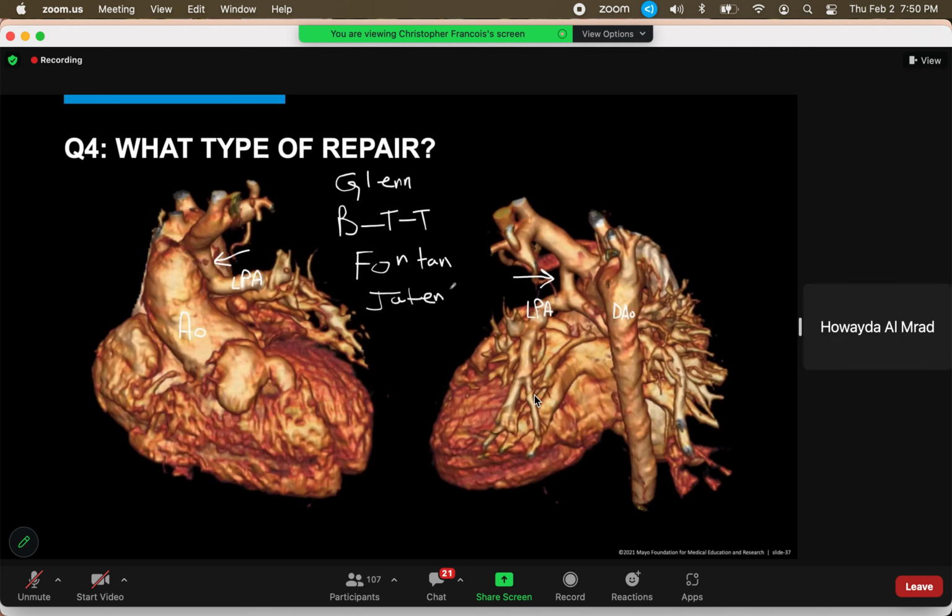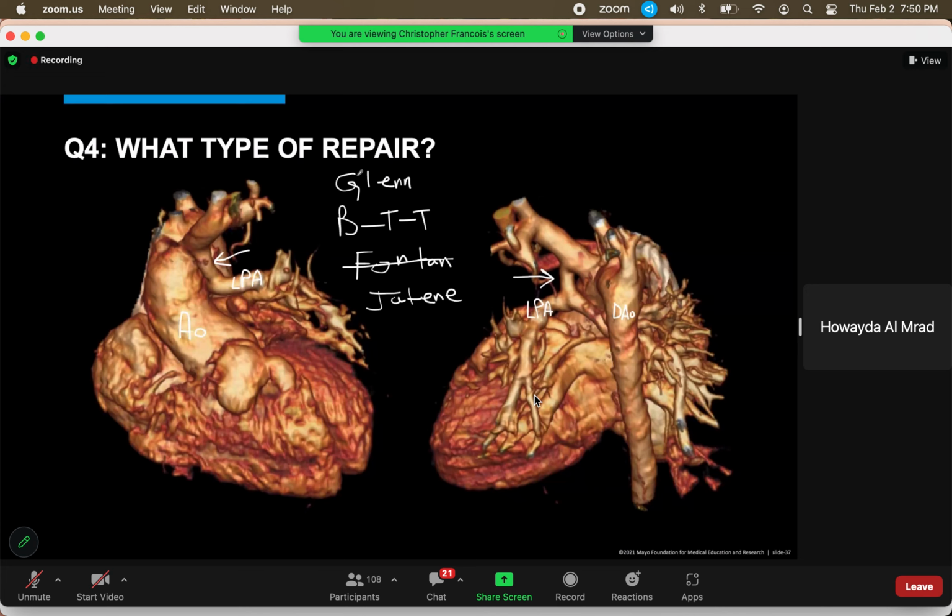Okay, so I know that in Fontan procedure, the systemic venous return will be connected into the pulmonary arteries by bypassing the heart. So that will be seen in patients with single ventricle. So I'm not gonna pick Fontan. The other options are... I can't remember what was Glenn.